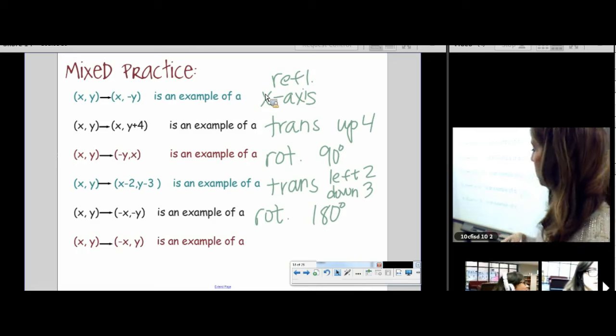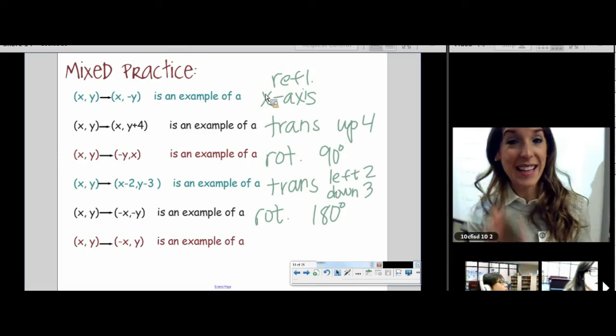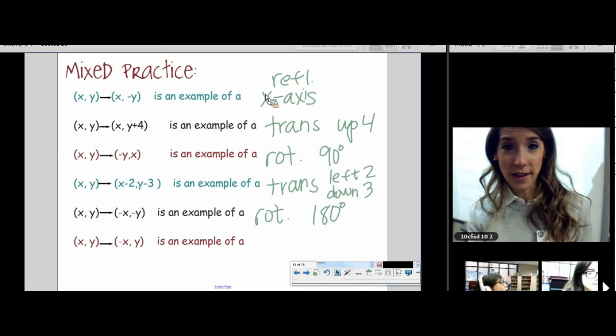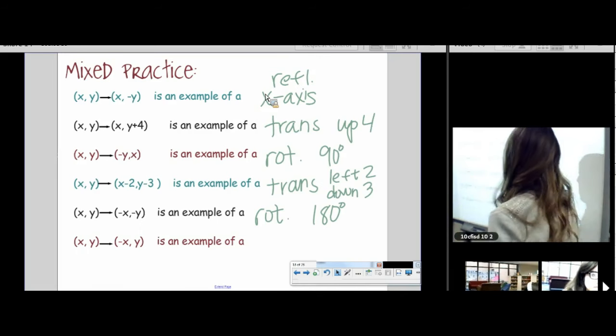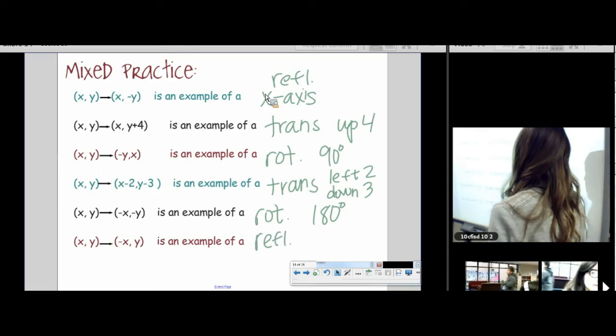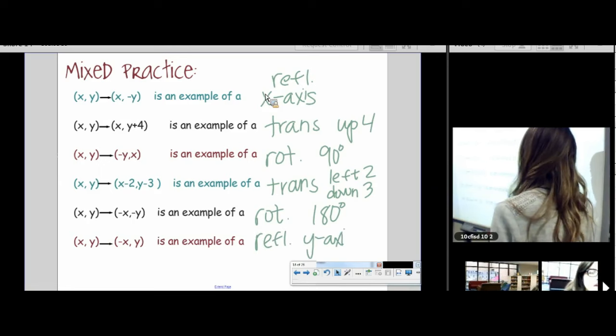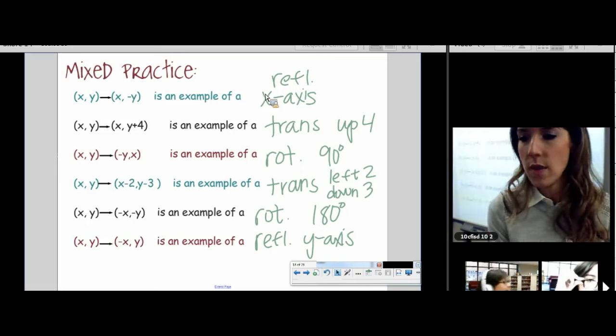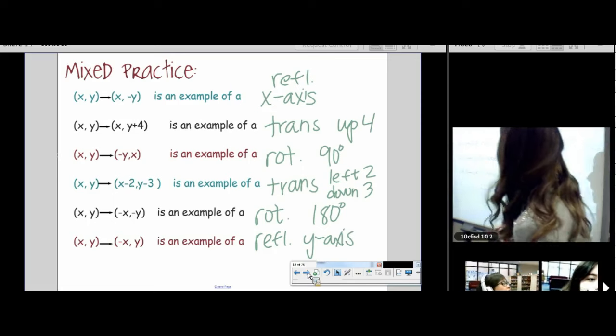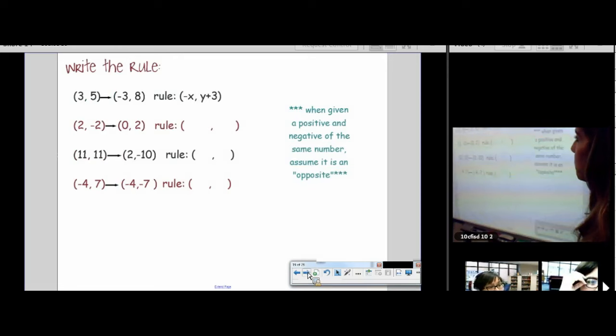The last one, everything stayed in their spot, but the X became negative. So when you reflect over the Y, you change the X. So it's a reflection over the Y axis. And the more homework problems you do, the better you're going to get at this. Last slide of the day.